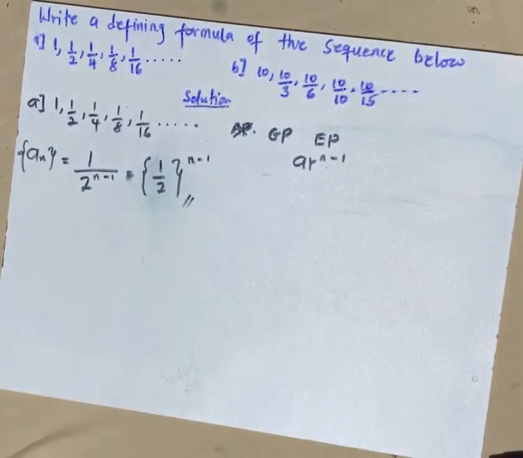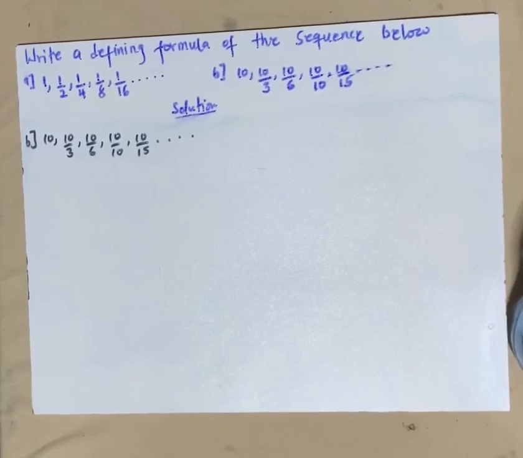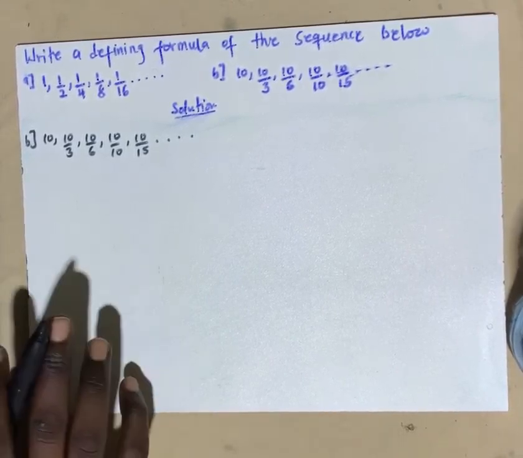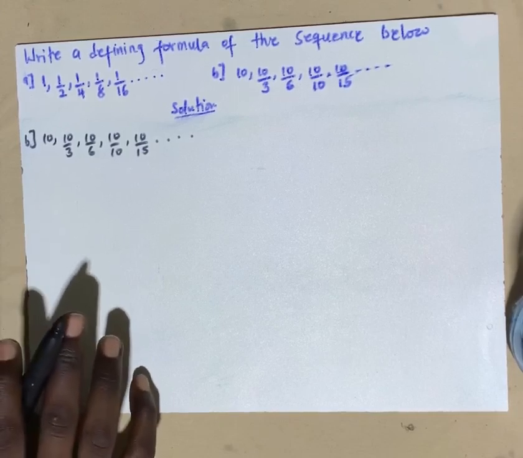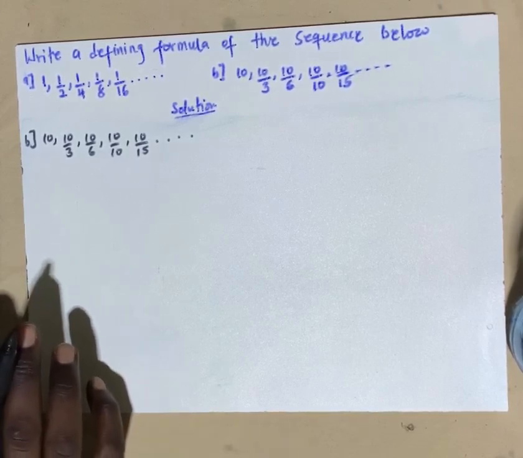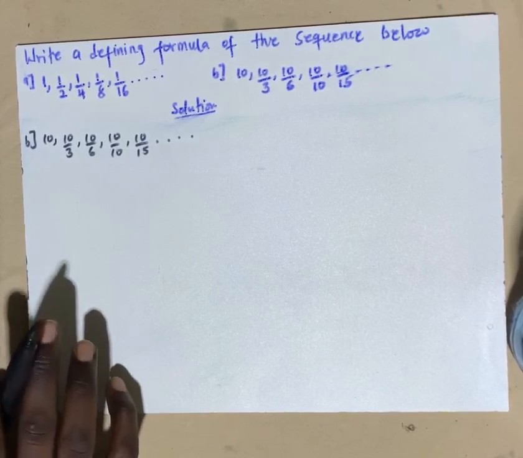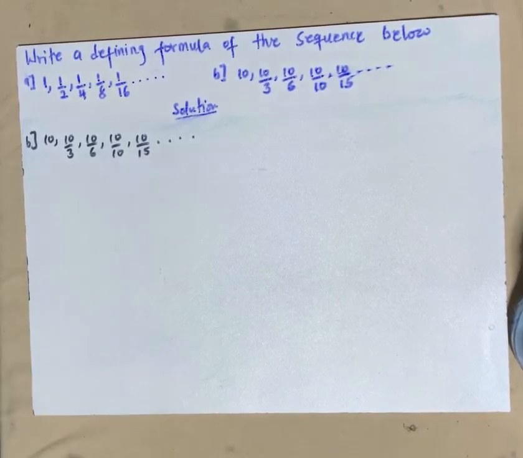Now, let's look at the second example. Now, the same thing, we are trying to define the formula for this sequence. So, as usual, you realize the numerator is not changing, right? The numerator is remaining constant, so we will not have any problem over there. It's the denominators that are changing. So we would have to look at how the denominators are moving and we'll know how to tackle this problem.